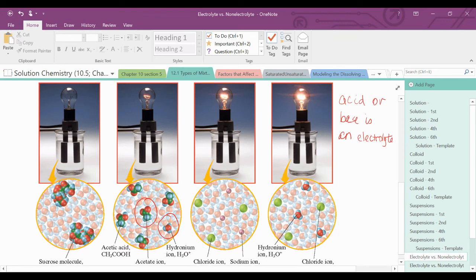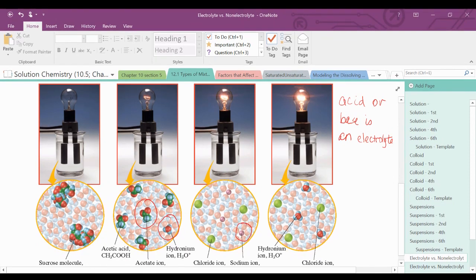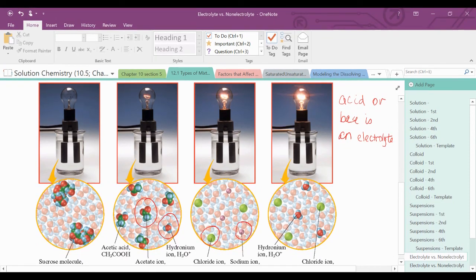Our third photo here is our salt that we already talked about. Again, we see our ions. We see a sodium ion and a chloride ion. So again, charged particles that are dancing makes it an electrolyte. And then the last one is also an acid. So this is hydrochloric acid. So again, it gives us a hydronium ion and a chloride ion. And the bulb is pretty bright here. So again, we'll come back and talk about that for another day.